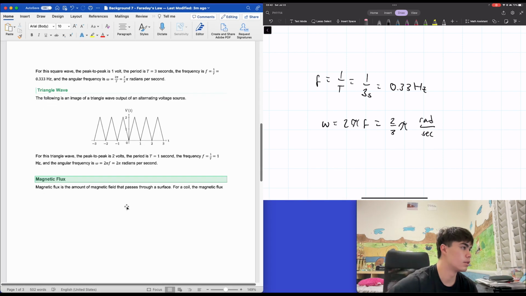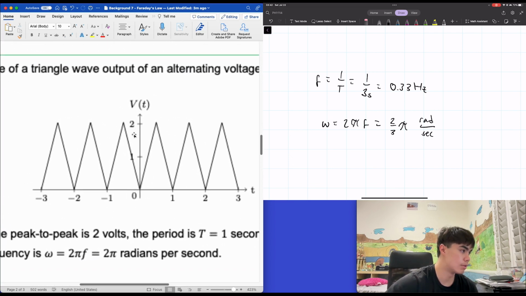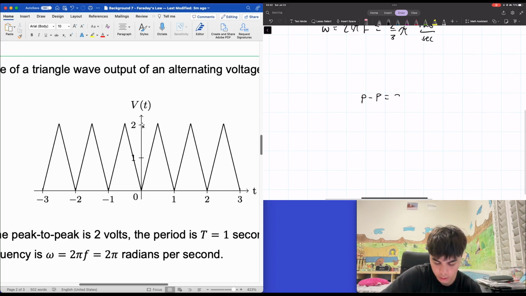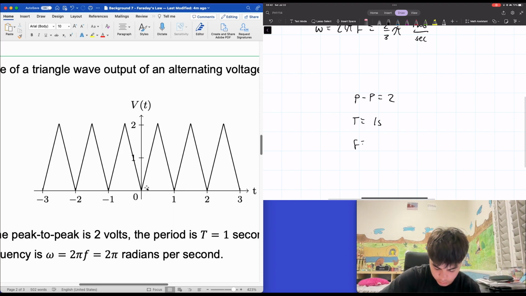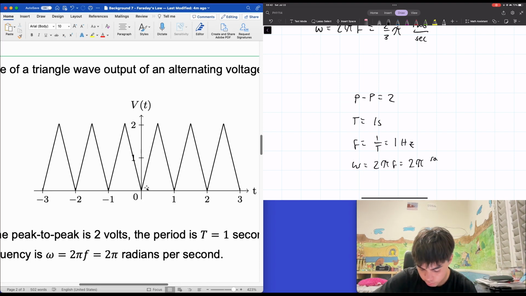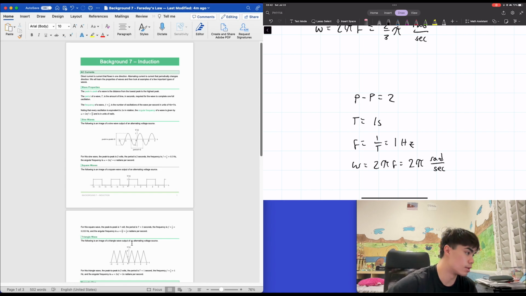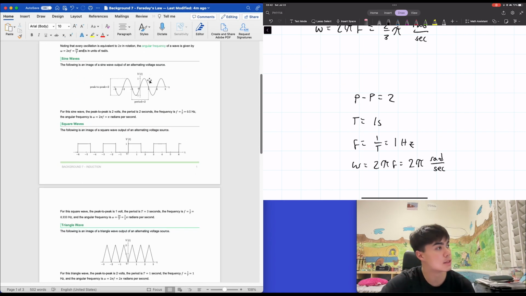Then for this one, the peak to peak voltage is 2 because the lowest peak is 0 and the highest peak is 2. The period is 1 second because it does a complete oscillation all the way up and all the way down in 1 second. The frequency is 1 over the period, which is 1 hertz. And then the angular frequency is 2 pi radians per second. So these are pretty straightforward. These are just 3 important types of graphs that you need to know: triangle waves, square waves, and sine waves.